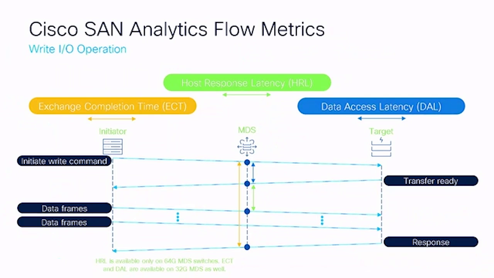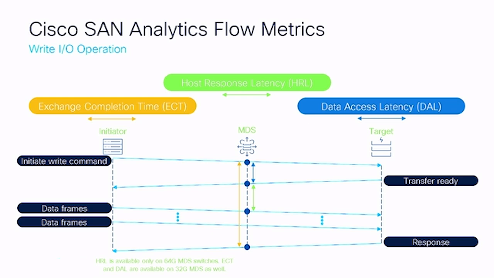All right, so let's get into one more level down and look at 3 metrics, and I'm going to talk about more use cases on these 3 metrics. Essentially, I already talked about exchange completion time, which is the total amount of time taken to complete an IO transaction. And then data access latency is the delay caused by the storage array. And there's a new metric that's only available on the 64 gig MDS switches. That's what we call host response latency. That's the delay caused by the host.